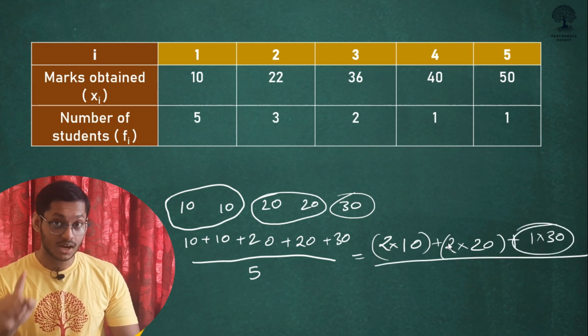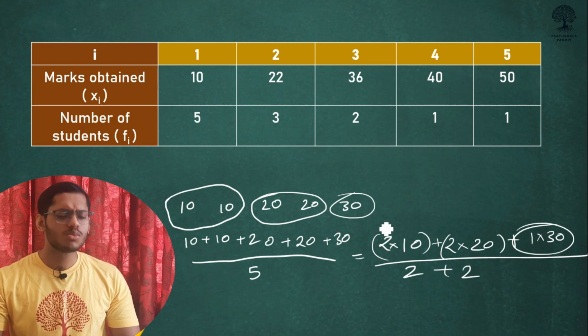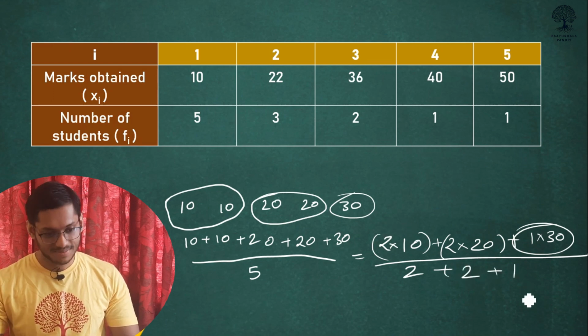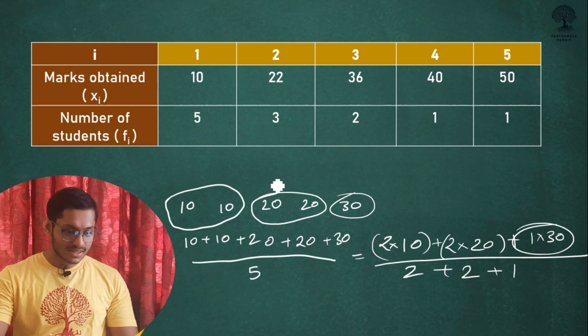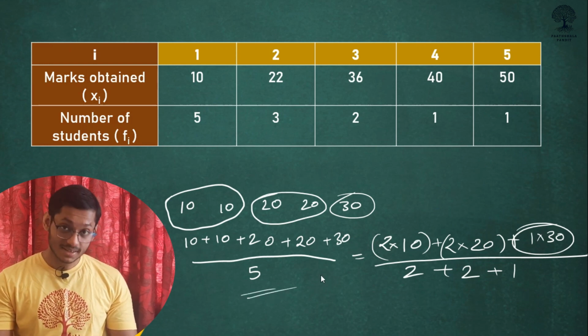Divided by 2 people, so I write 2 again, and 1 person, so 1. Isn't it similar to the expression that I wrote here? It is similar.